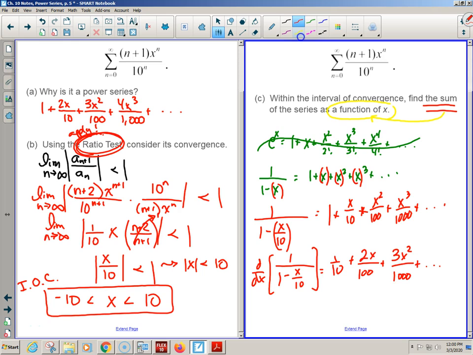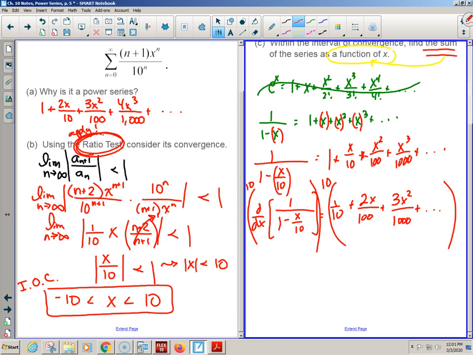Hold on. Oh, just stick a 10 on the top. Ah! Stick a 10 on the top. What do I need to do? Times 10. Multiply this whole thing by 10. Because then I would have 1 plus 2x over 10 plus 3x squared over 100 plus, oh, now hold on. We don't quite have the function, but do we have what we need to do to get it? Yes. We need to multiply 10 by the derivative of that guy.